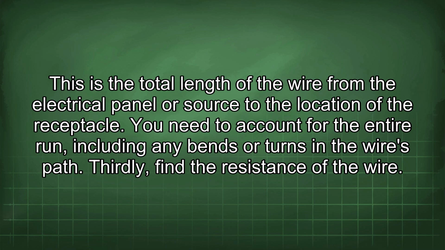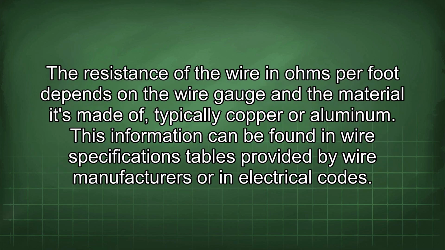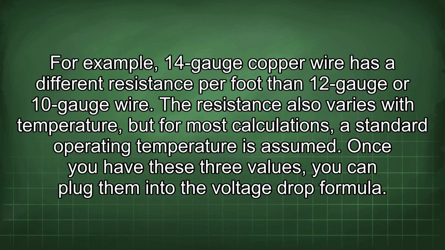Thirdly, find the resistance of the wire. The resistance of the wire in ohms per foot depends on the wire gauge and the material it is made of, typically copper or aluminum. This information can be found in wire specification tables provided by wire manufacturers or in electrical codes. For example, 14-gauge copper wire has a different resistance per foot than 12-gauge or 10-gauge wire. The resistance also varies with temperature, but for most calculations, a standard operating temperature is assumed.